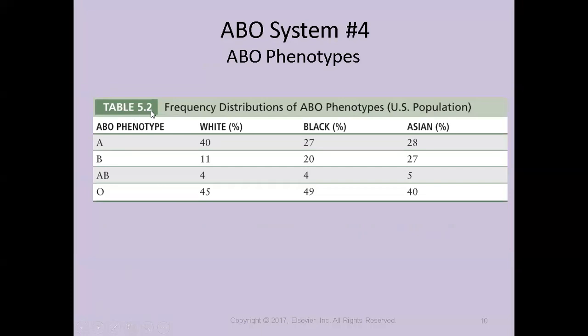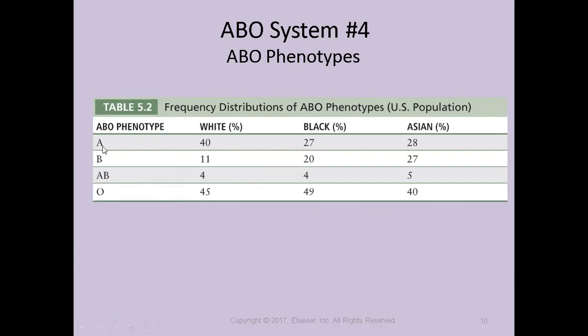Here we see table 5.2 from our textbook, and this is data that basically breaks down different ABO phenotypes on 3 races. So we see whites, blacks, and Asians, and I apologize that there's not a Latin race here. This is just what was available from our textbook. But what's interesting, if you look at the 3 races that are listed here, you can see that type O among all of the races is the most prevalent, okay? And so O is actually the most common blood group, no matter what race you happen to be.